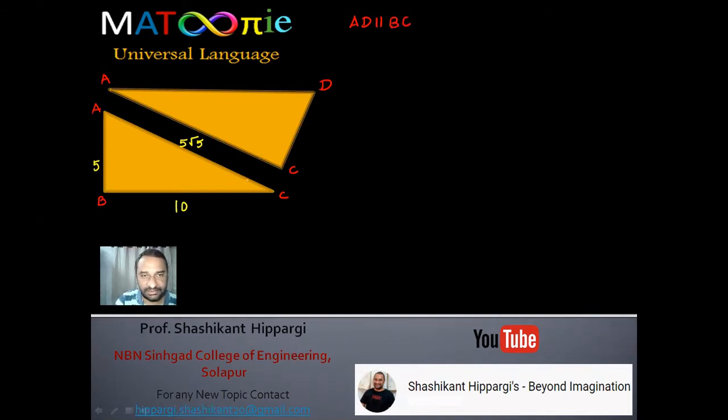Okay, then this angle must be equal. Alternate angles must be equal. So we have got that these two angles are equal. This is 90 degrees. This is 90 degrees. So if two angles of the two different triangles are equal, then the third angle must be equal to this angle.